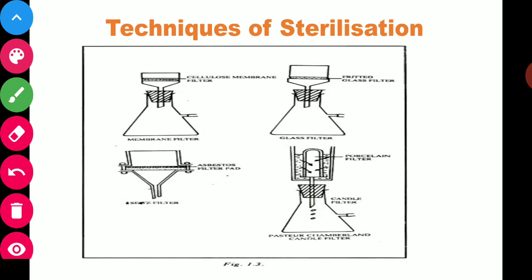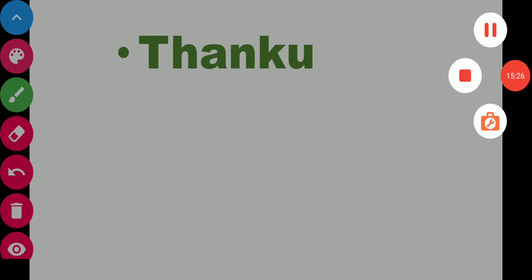In the figure we can see the different types of filters. Here the cellulosic membrane, asbestos filter, the porcelain filters, and sintered glass filters. There are different types of filters shown here in the diagram. So these are the different methods which are generally used for the sterilization of different equipment, instruments and explants during tissue culture and microbiological experiments.